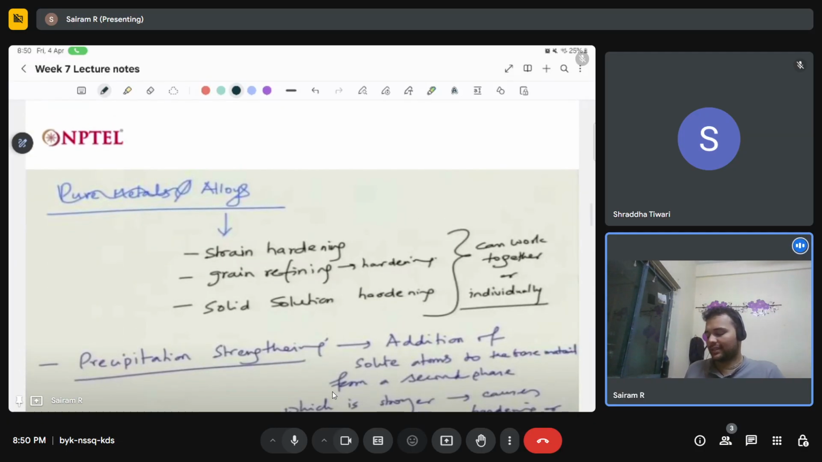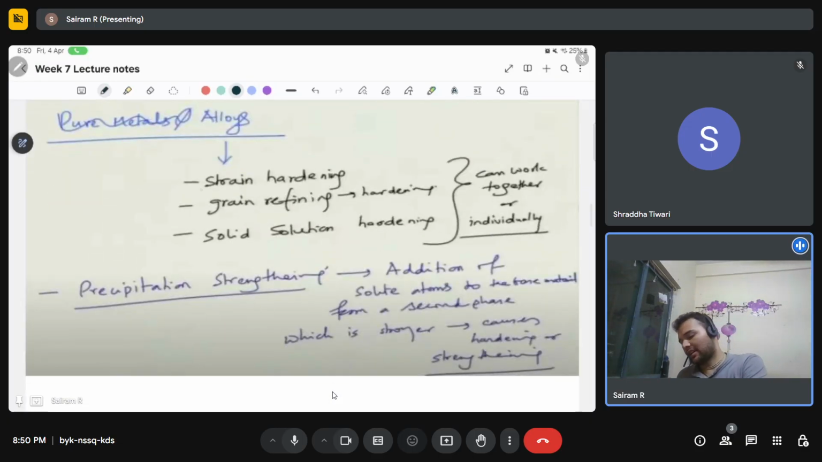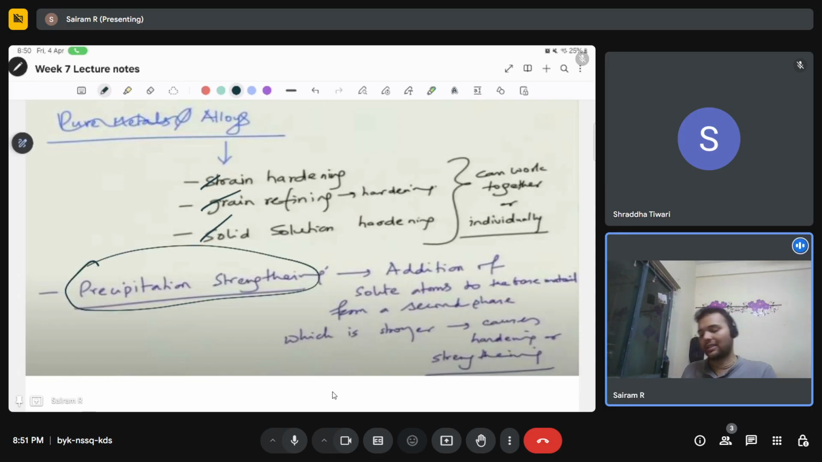moving on, we have seen what is strain hardening, we have seen what is grain refining or grain boundary hardening. We have also come across solid solution hardening. The final thing that we have to look at is the precipitation hardening, or precipitation strengthening, mechanism. So again, we have to add solute atoms, and we need to add so much solute that something precipitates out. So we have to move beyond the solid solution regime where we don't form a secondary phase at all.